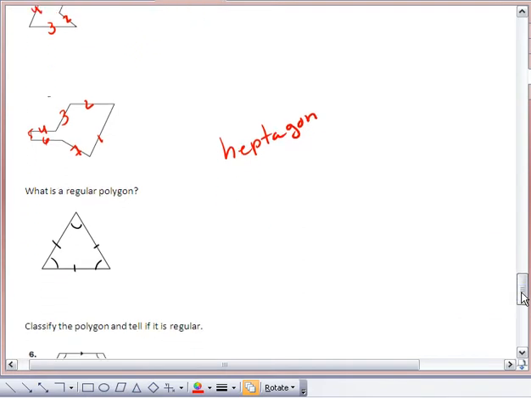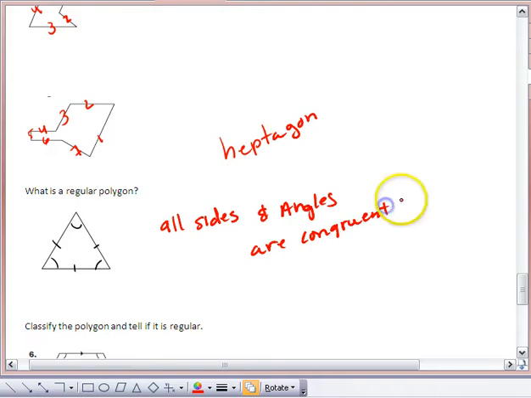Now, there's another way to look at polygons. There's a set of special polygons called regular polygons. And they're regular because all their sides and angles are congruent, or what we call equal. So if you look at this shape, see how the angles are all marked with one line. That means they're equal. And all the sides have one tick mark. That means that it's equal. So that would be a regular polygon.